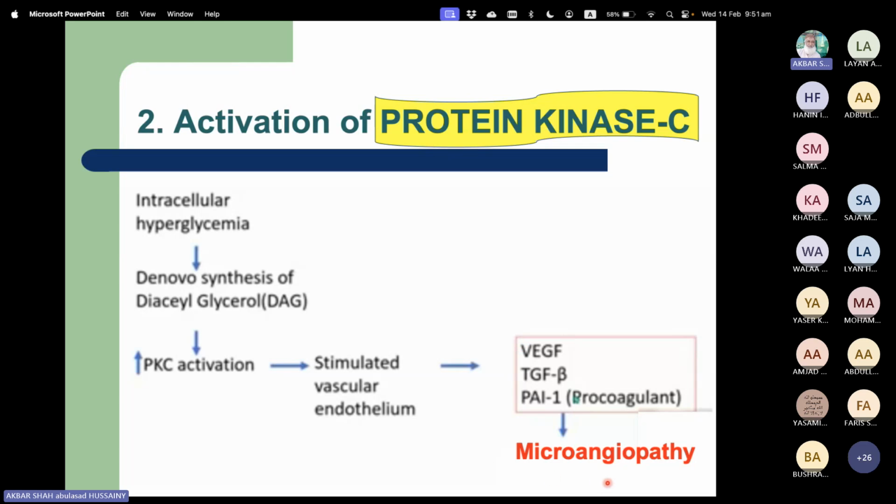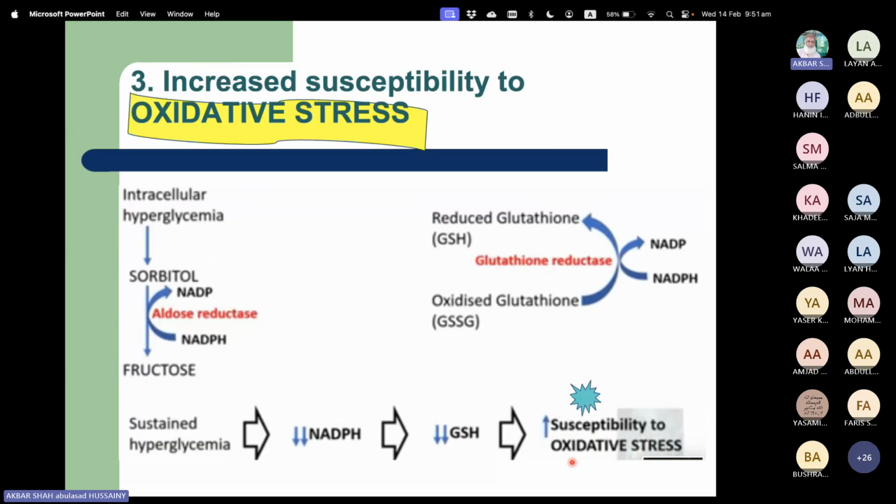microangiopathy is produced. When there's excessive glucose inside the cells, a substance called diacylglycerol is abnormally or excessively produced, which activates this protein kinase C, which will stimulate this vascular endothelium and production of all these factors which are responsible for microangiopathy. The third pathway of pathogenesis is increased susceptibility to oxidative stress.